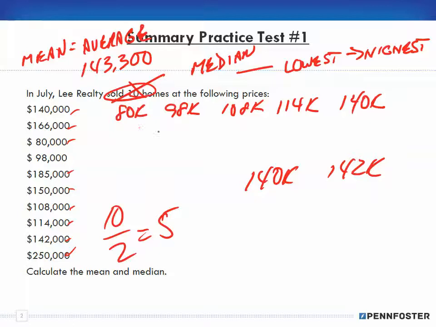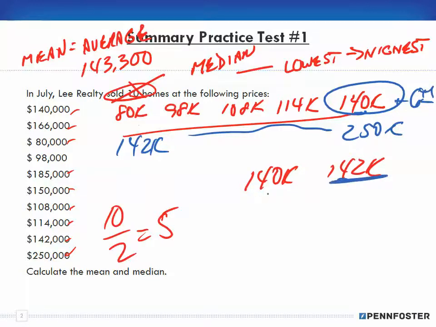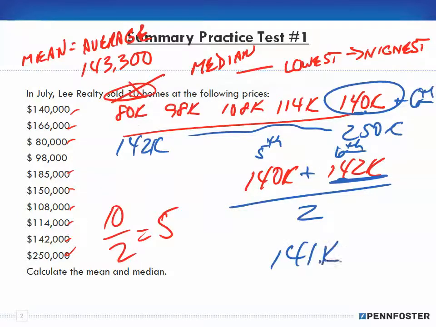Okay, so I didn't have to spend time listing the additional 142, and so on, up to 250,000 here. I didn't have to list those. All I needed to do was find my fifth point and my sixth point, which is the 142. This is my fifth, and this is my sixth. So then I add those two together, divide by 2, and get 141,000. And that's a little bit of a shortcut for doing the median.